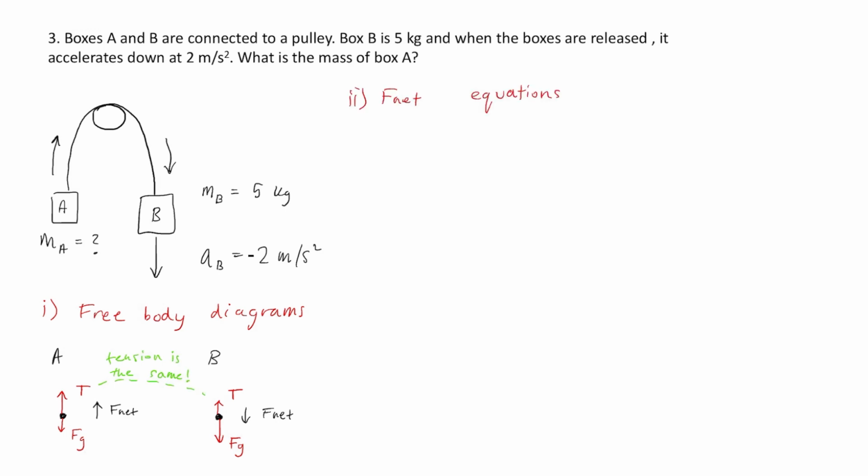And now that we have our free body diagrams, let's move on to our Fnet equations. We will need one for box A and another one for box B. For box A, we have Fnet is equal to the tension force minus the force of gravity.